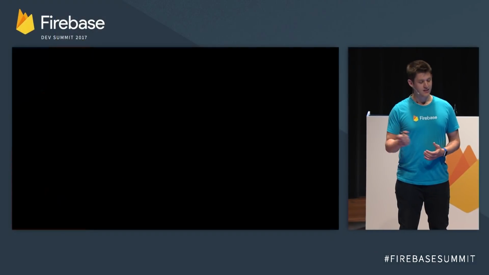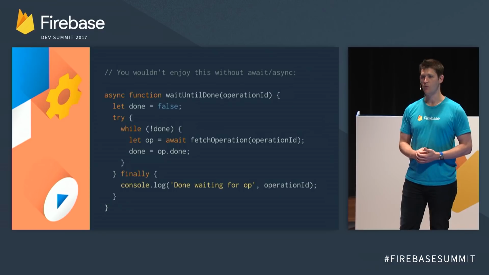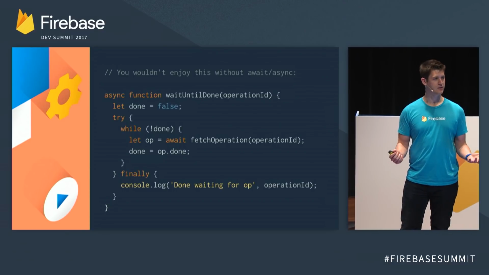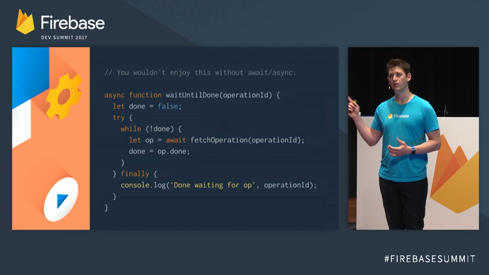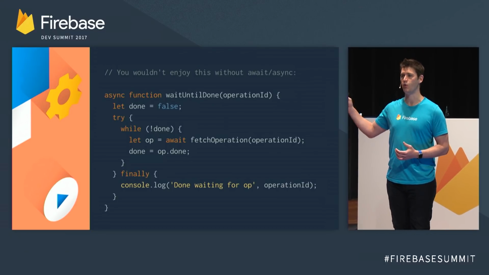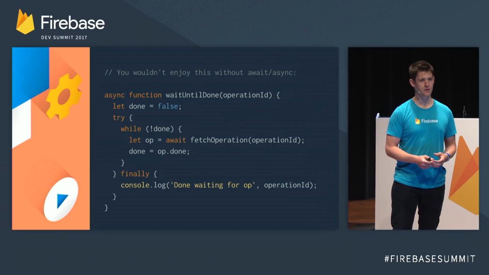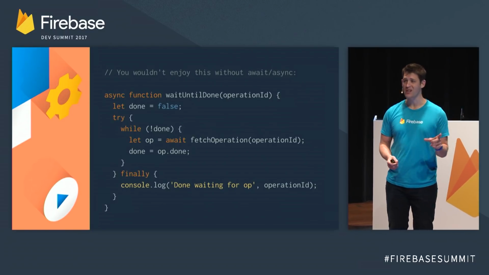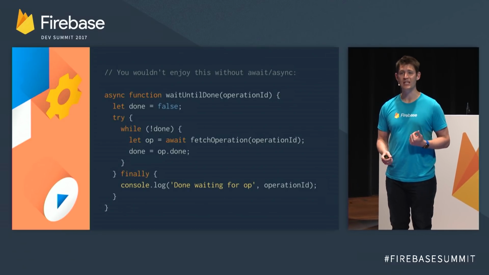And here's another example. This code reads fairly simply. We're looping on an operation until it's done and printing out when we finished waiting. If you wrote this with raw promises, it would be much more complex. That while loop would be recursive. Try finally is actually pretty subtle with raw promises. We fixed a bug recently in our own SDKs because we implemented finally wrong.